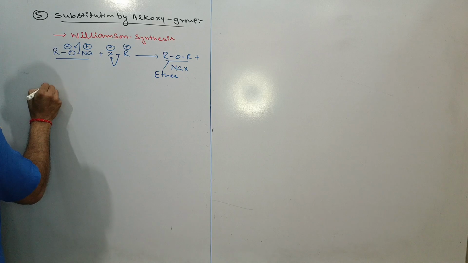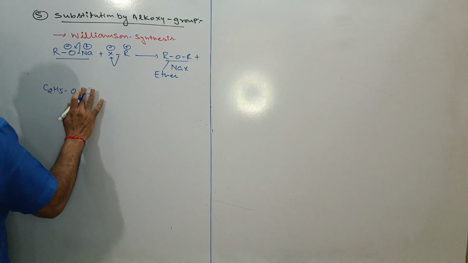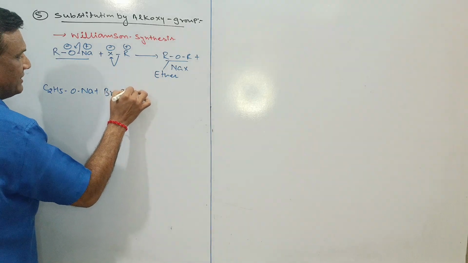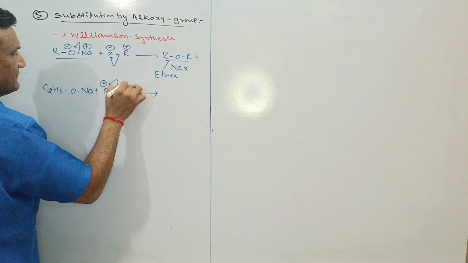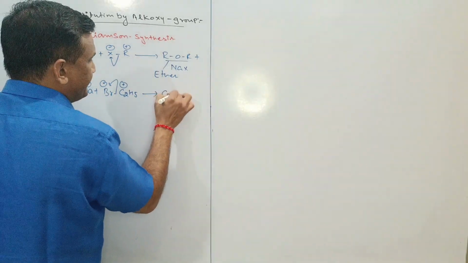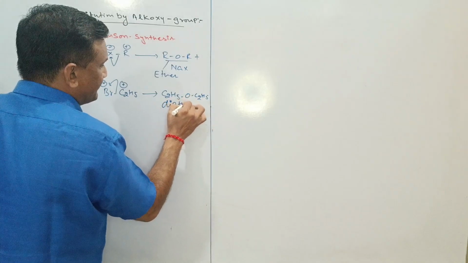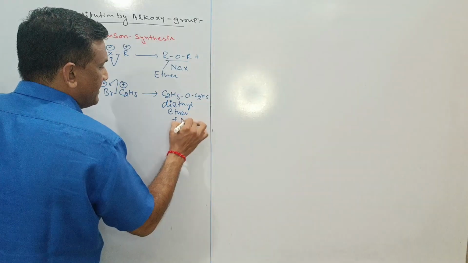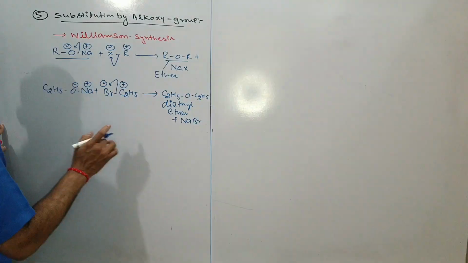If we take R equals C2H5, then C2H5ONa, and here we can take C2H5Br. By the substitution, the reaction will be as follows: C2H5OC2H5, which you can say is diethyl ether, plus the formation of NaBr.